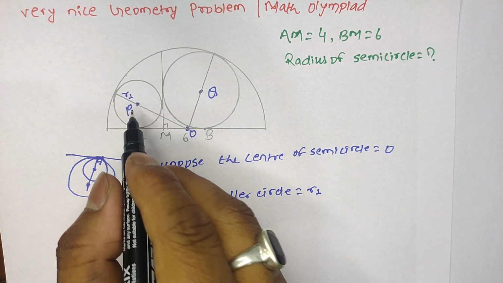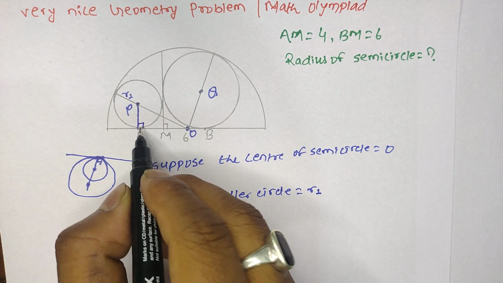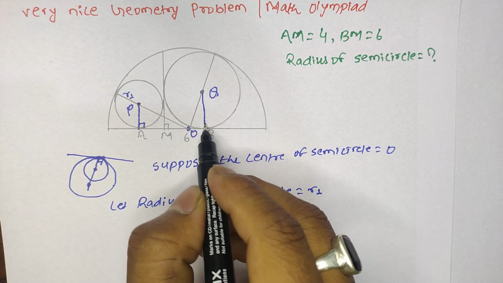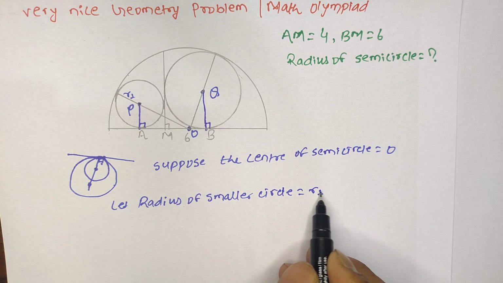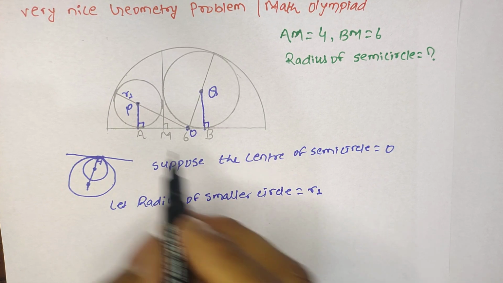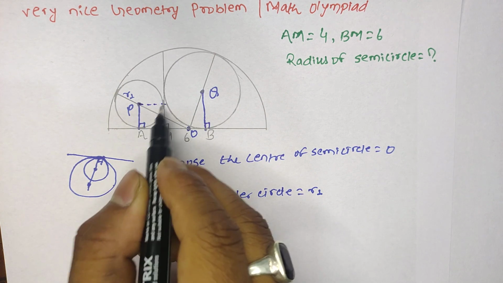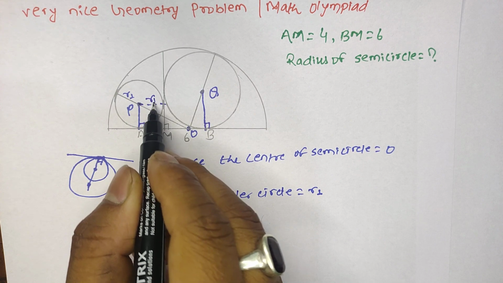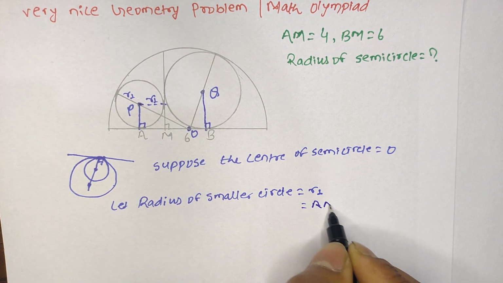And we can also draw a line here which is perpendicular to this line, and also a line which is perpendicular to this AB line. So this R1 is here. If I draw a line here, then this line is equal to this line also, and this line is also the radius of this smaller circle. So I can write R1 as AM.